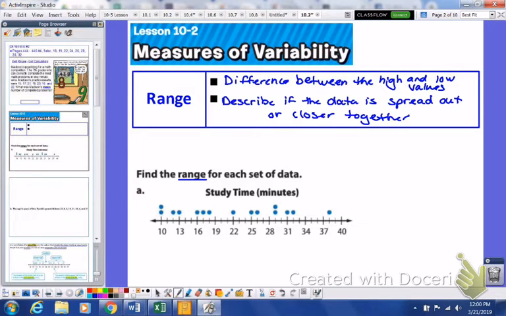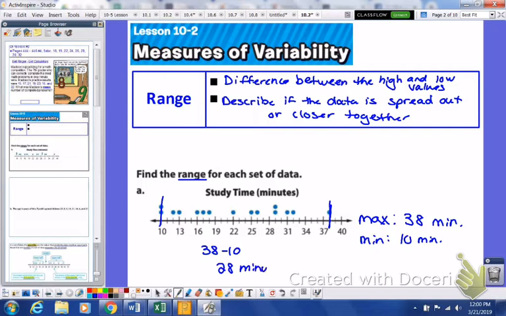So we have a number line here with some study times plotted for us. So our maximum, our high number here, would be 38 minutes. And then our minimum, so down to the other end, would be 10 minutes. There are 2 at 10. That just means that 2 different people studied for 10 minutes. That doesn't matter. Minimum is still 10. So to find our range, we're going to take our max minus our min, which gives us 28 minutes.